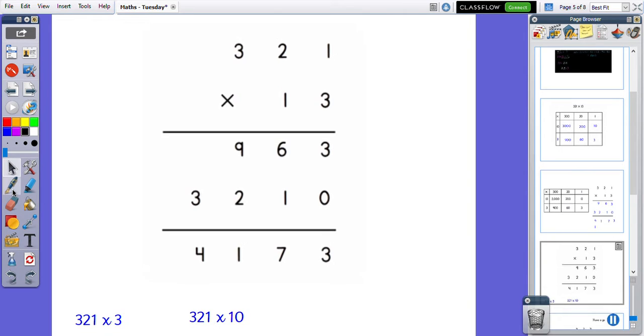Okay, so as you can see here, I'm going to show you what each of these lines represent. So on my top line here, I am representing 321 times by 3. So I'm doing this top number times by the 3 of 13. Then in my second line, I am representing 321 times by 10. The 10 comes from the tens column in 13. So I've partitioned my number. It's similar to the grid method. However, we don't have to draw the whole grid, we are splitting it up simply on lines. And then as you know, we've added the two together to give us the answer.